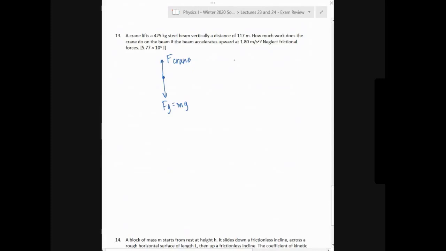So when we're looking for the work done, what's the formula for work? So we want to know the work done by the crane would equal, what's the formula? I'll write down the equation for work. Work is always equal to the force times the displacement traveled times cos of the angle between the force and the displacement. So I'm going to call that the beta angle.